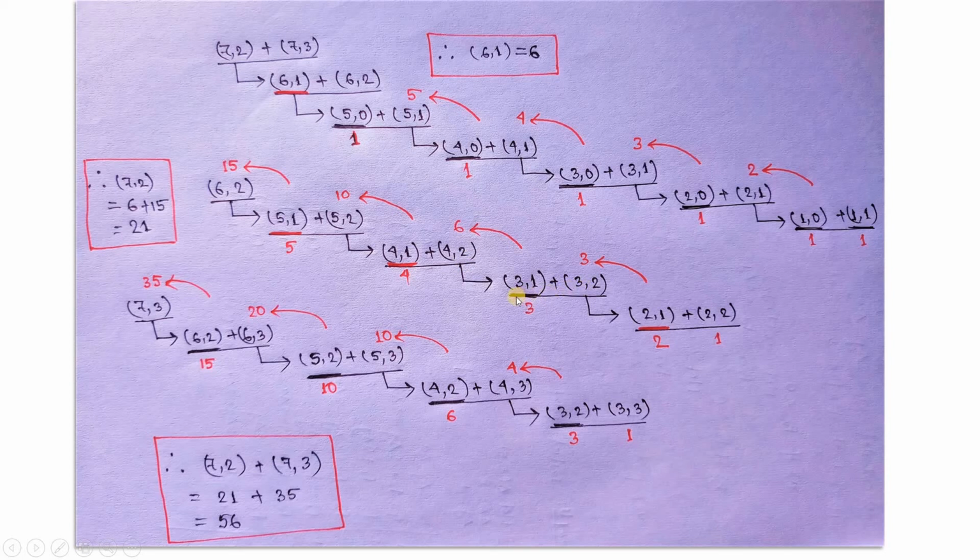And we know the value of 3.1 because we have calculated it. So the value of 3.1 was 3. So we'll write the 3 here. And next we'll call this 3.2. So 3.2 will be 2.1 and 2.2.